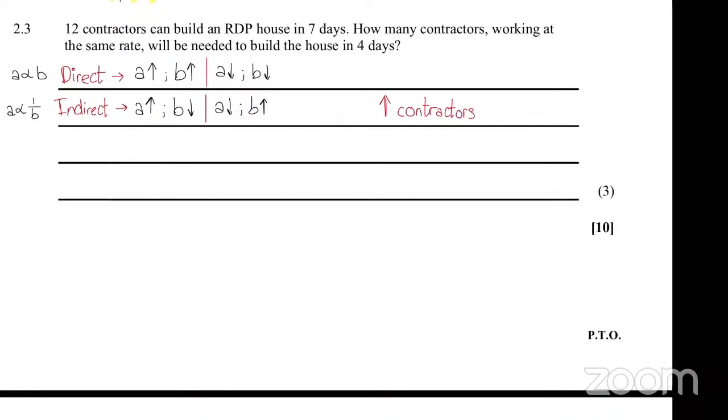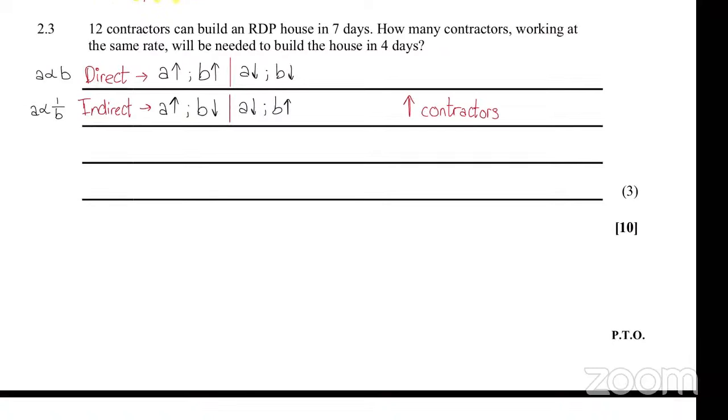Okay, the less time, essentially, because that's our other factor. Our other factor is time. So time actually goes down because it takes less time. So when one increases, the other decreases. So we say indirect.